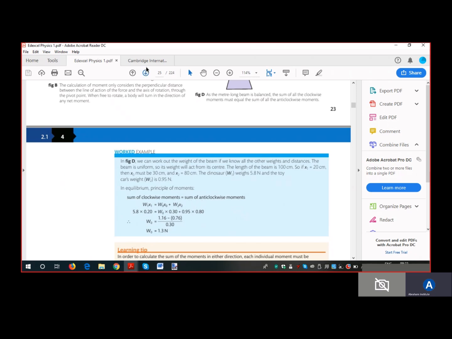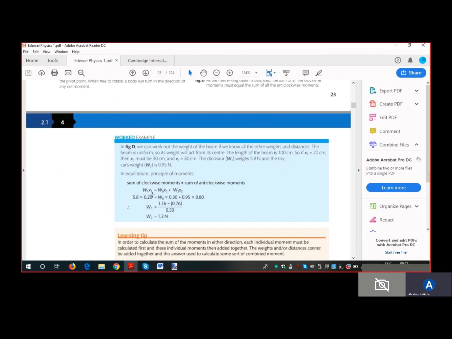You should remember what the principle of moments is. It's very important. In some exam papers, they ask you to write it. So very simple: the sum of clockwise moments about any point is equal to the sum of anti-clockwise moments about the same point.